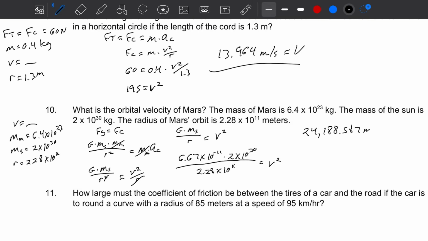We're getting 24,188.587 meters per second for the velocity.